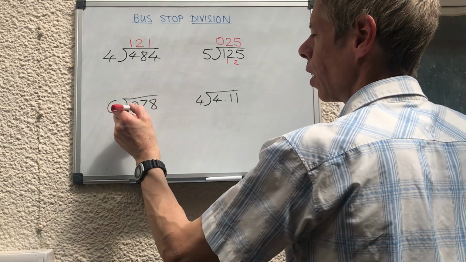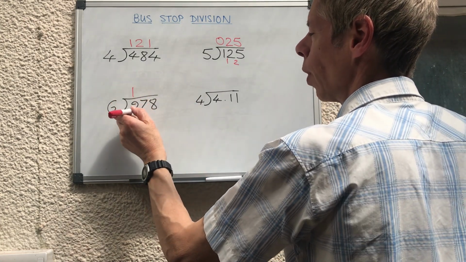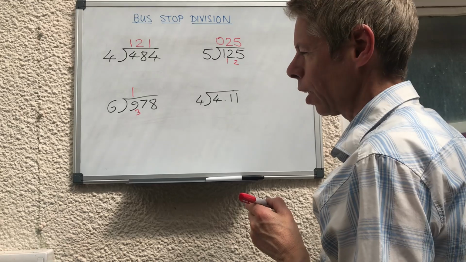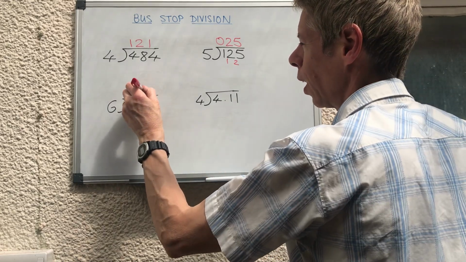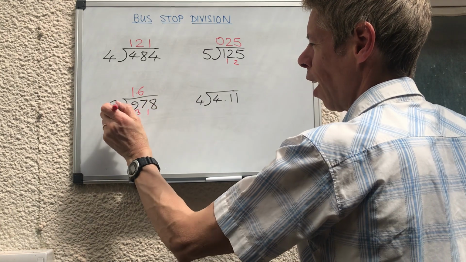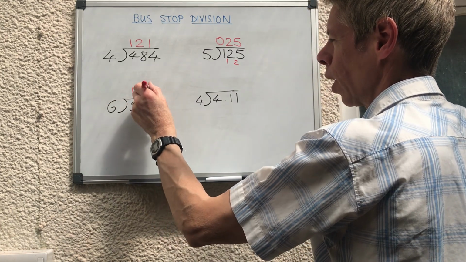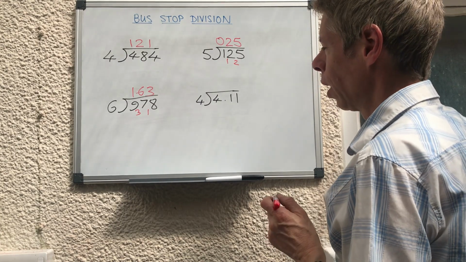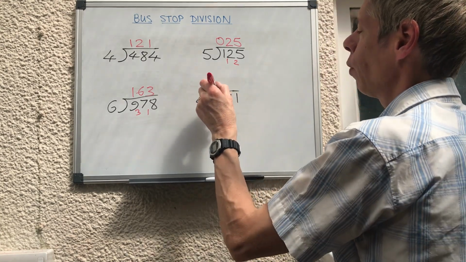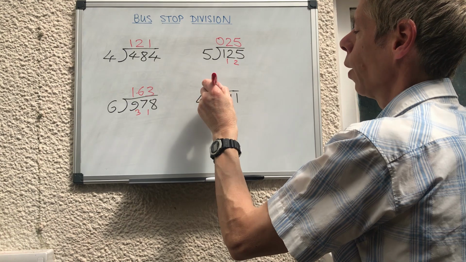Question 3. How many 6s in 9 is 1, remainder 3? How many 6s in 37? Well, 6 6s are 36. So 6, there's 1 left over. How many 6s in 18 is 3? So the answer to question 3, 163.